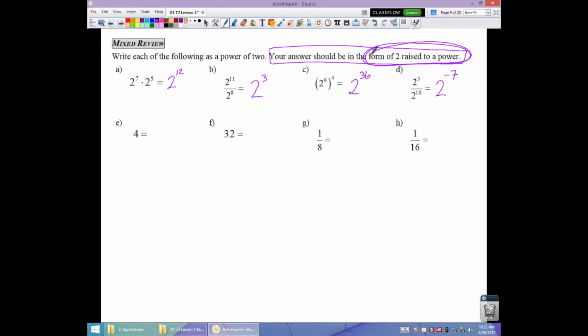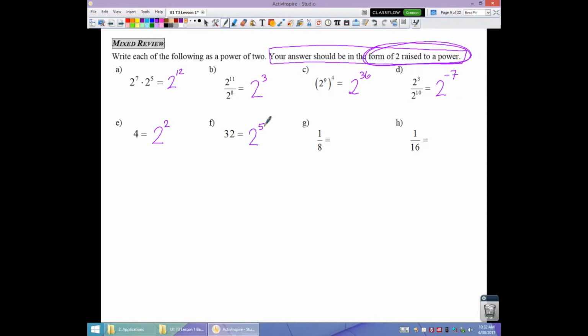Okay, part E, same thing. I need to go back to the directions and think about what that means. 4 is 4 to the first. Nothing wrong with that, but to write it as an exponent, as a power of 2, we write 2 to the second. 2 squared is 4. 32 is 2 to the 5th power.